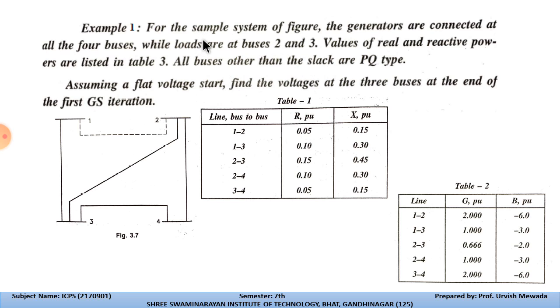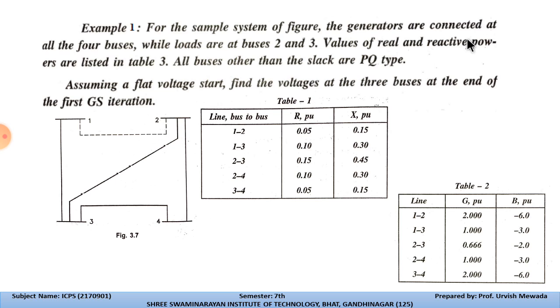Now let us discuss the example. This is the diagram of the sample system, which shows the branches and buses, and the links between each bus, and the generators are connected at all 4 buses. So assume that all the buses have separate generating stations, while the loads are at bus number 2 and 3.